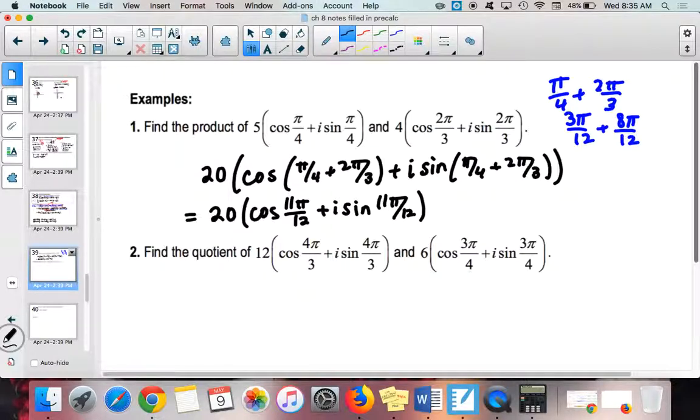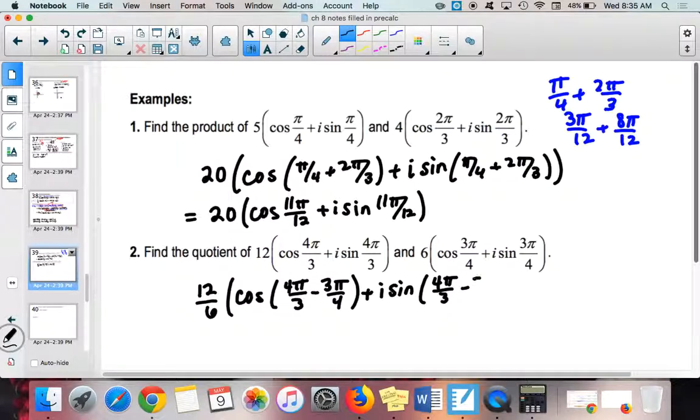So the quotient here for number 2, we're going to take our 12 over 6, right, which is going to be 2, and we're going to do cosine of 4 pi over 3 minus 3 pi over 4 plus I sine of 4 pi over 3 minus 3 pi over 4. All right, we can find those.